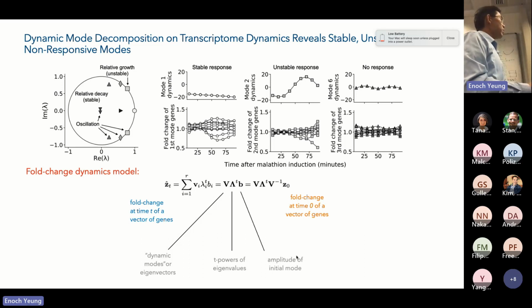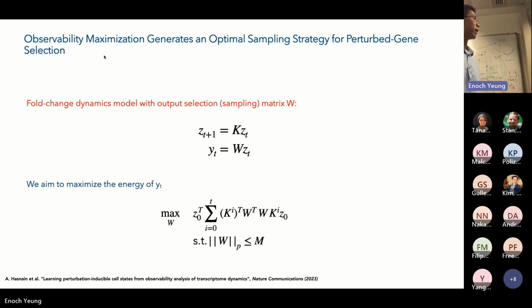So the stable modes, what is a mode here? A mode is a superposition of many, many genes that when you combine them together basically gives you something like a flat line. An unstable response is a superposition of many genes that when you combine them together still produce a very dynamic or transient response. And then the no response mode here is just collections of genes that when you average them out, essentially don't do anything. Okay, so those are the modes.